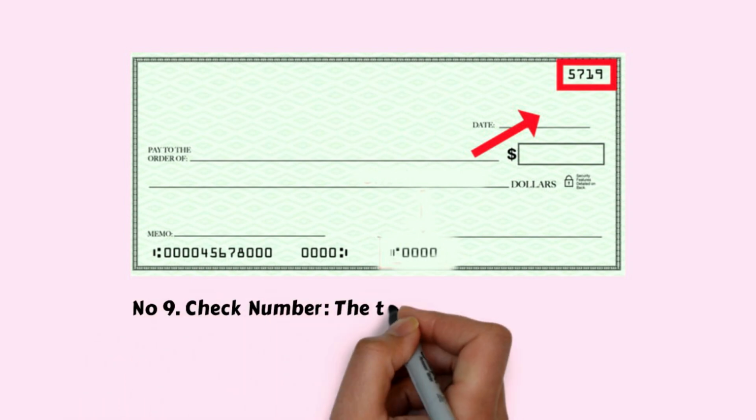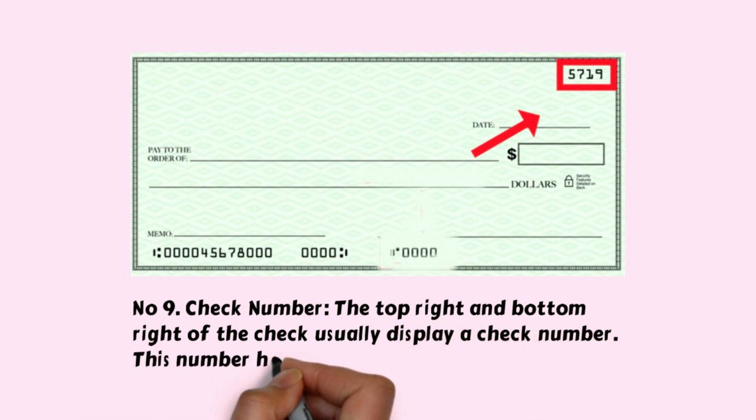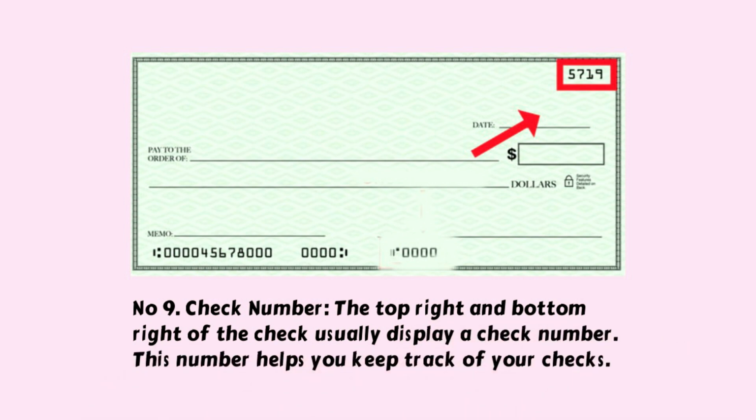Number 9. Check number. The top right and bottom right of the check usually display a check number. This number helps you keep track of your checks.